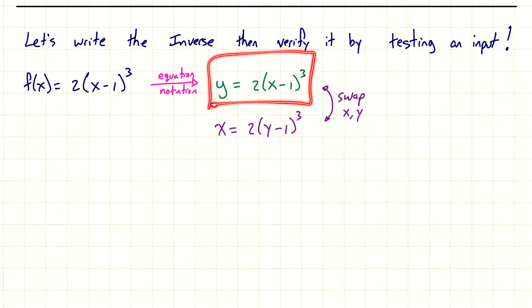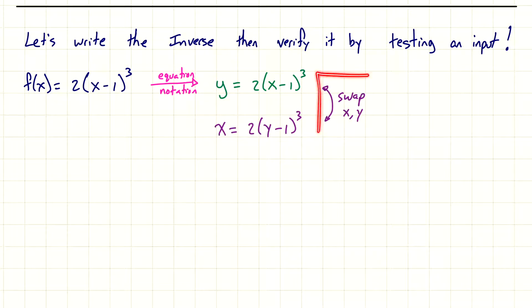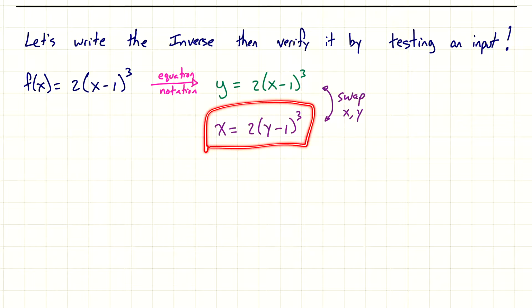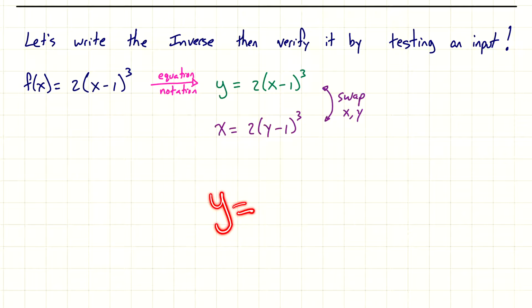Now, to actually write the inverse, it's really one simple step, and that requires us to swap our x's and y's. It should look identical, except the only difference is I've replaced my y with an x, and I've replaced my x with a y. Nothing else has changed. So this technically is our inverse equation. We just have to rewrite it so we get to the point where we actually have y equals something.